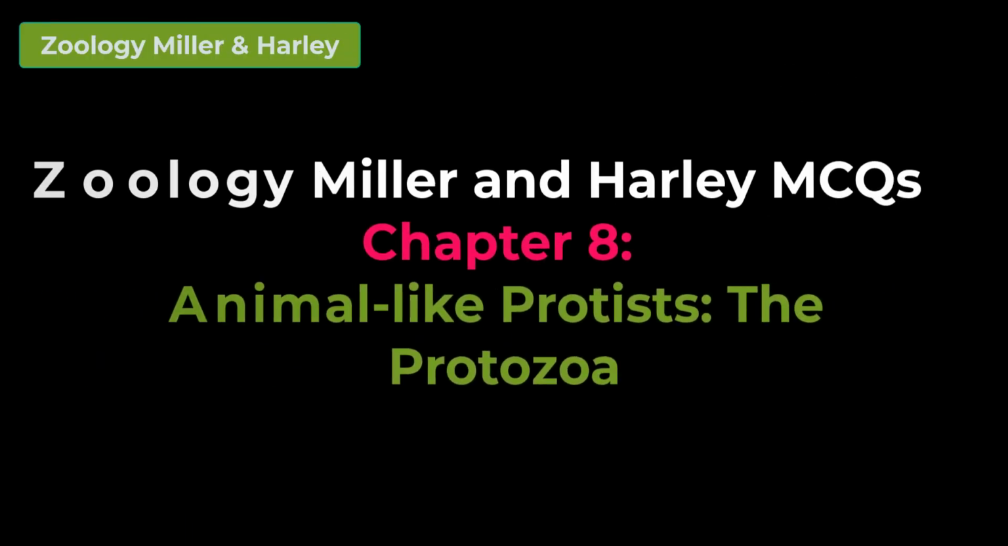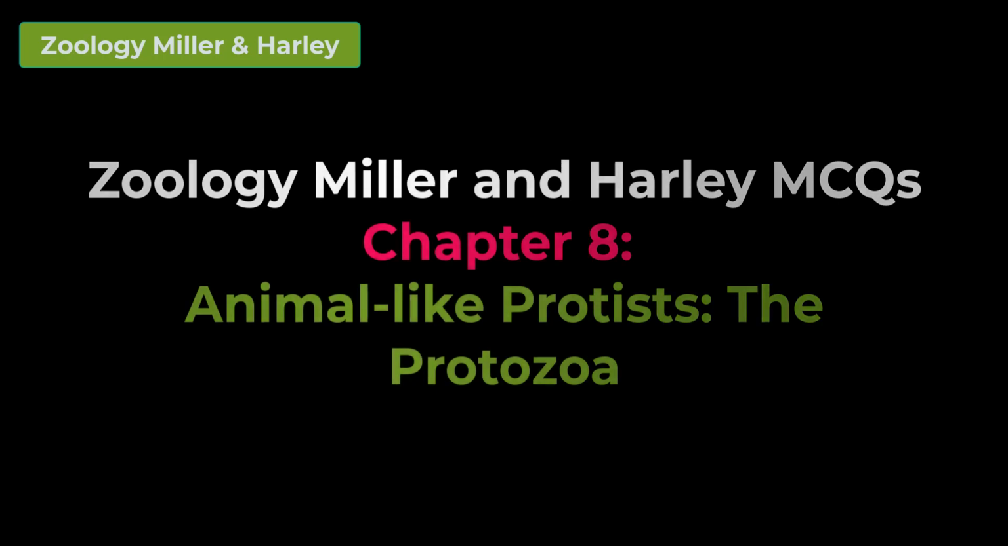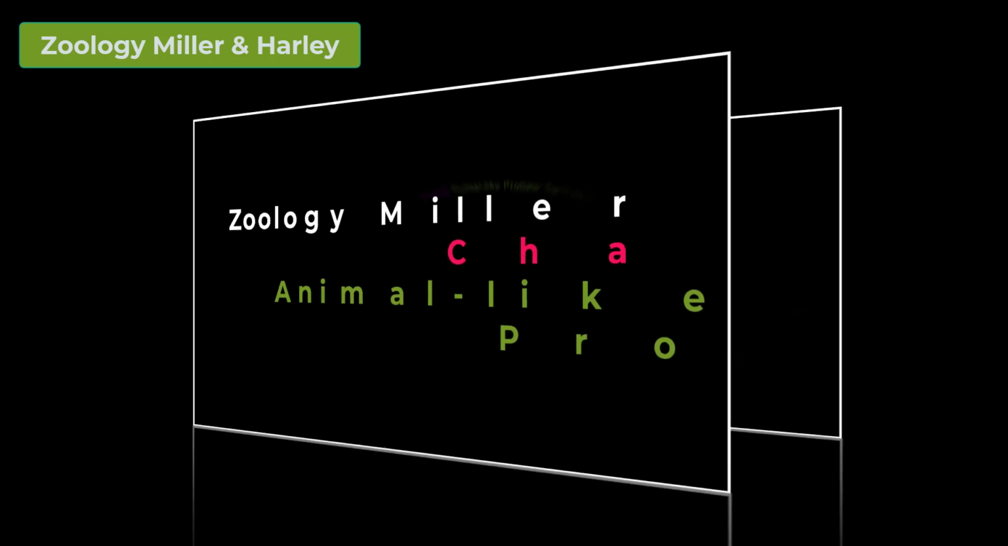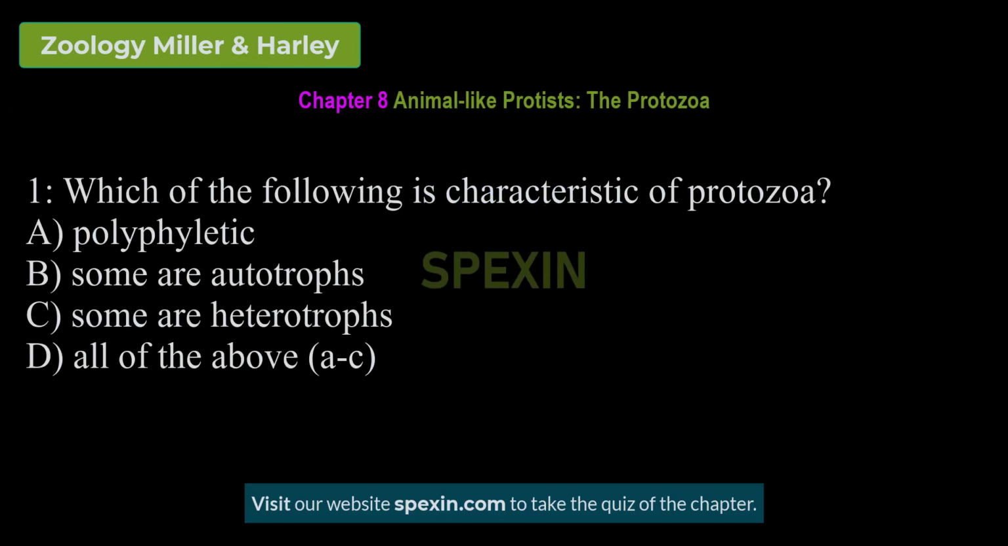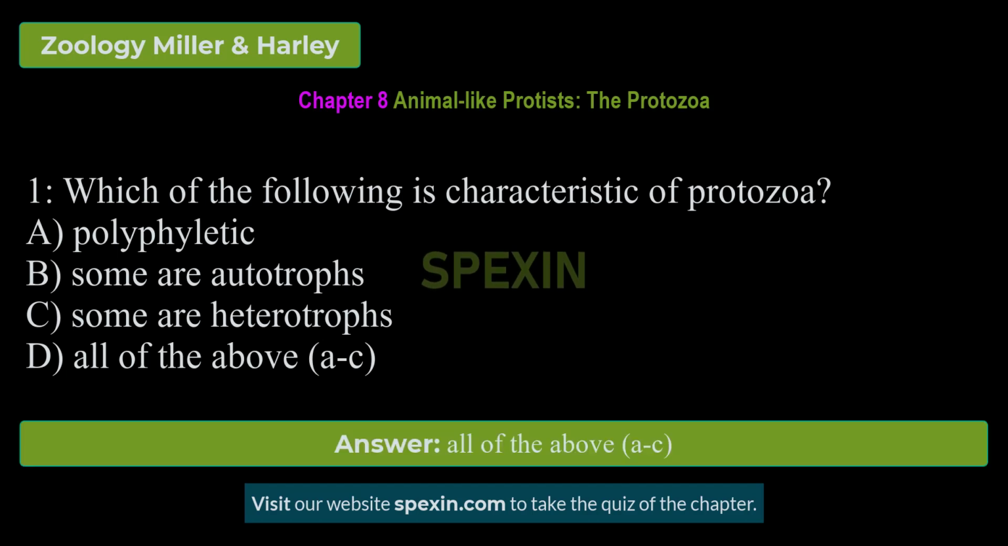Zoology Miller and Harley MCQs, Chapter 8, Animal-like Protists, the Protozoa. Let's start. Which of the following is characteristic of Protozoa? Polyphyletic. Some are autotrophs. Some are heterotrophs. All of the above. Correct answer: all of the above.